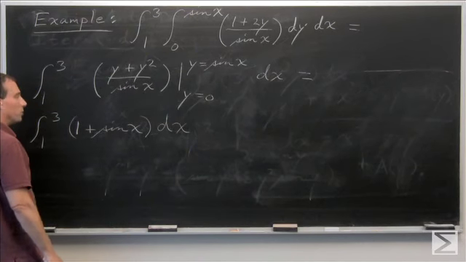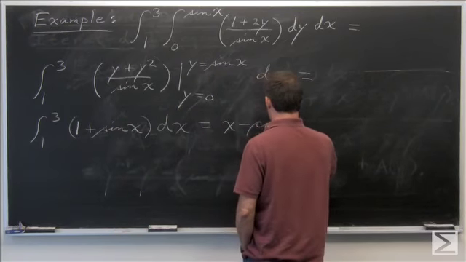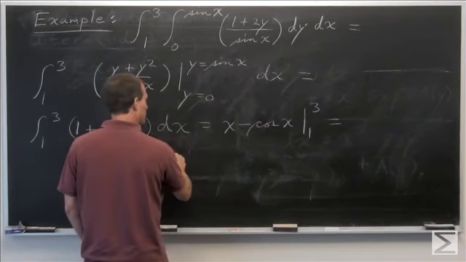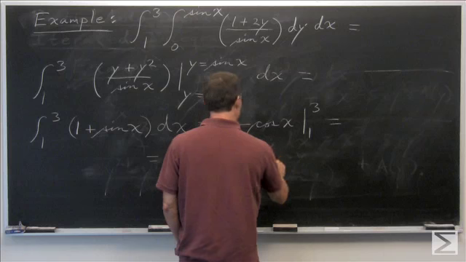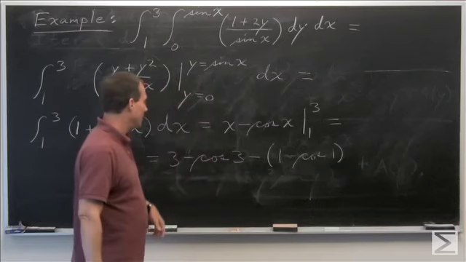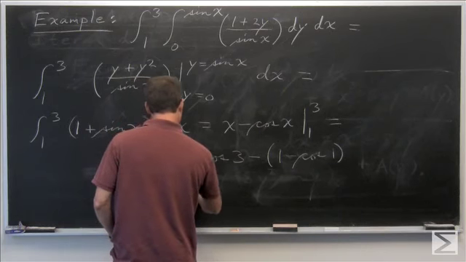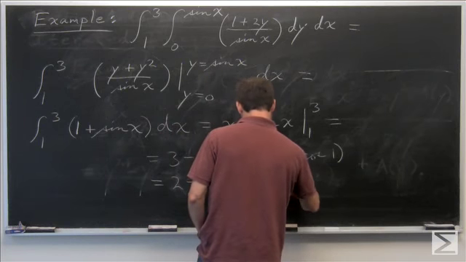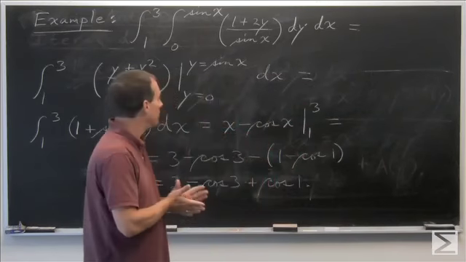The integral of 1 plus sine of x with respect to x, well, that's easy to integrate. You get x minus cosine of x, and you evaluate from 1 to 3. So you put in x is 3, and you subtract what you get when x is 1. It's not like this is going to simplify greatly. You get a 3 minus 1, so that's a 2. And then you just have minus the cosine of 3 minus minus, so plus the cosine of 1. What's the cosine of 3 and the cosine of 1? Nothing nice, but that's what you get.